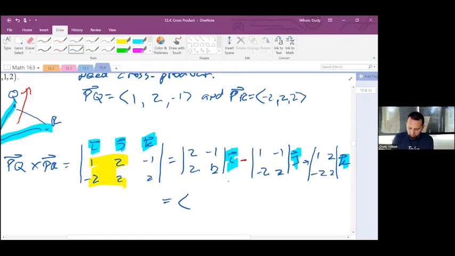All told, we have 4 plus 2 is 6, comma, don't forget this minus sign, but 2 minus 2 would be 0, and I want a -0, which is still 0, and 2 plus 4 would be 6. And so this vector would be perpendicular to the plane that contains the points P, Q, and R.